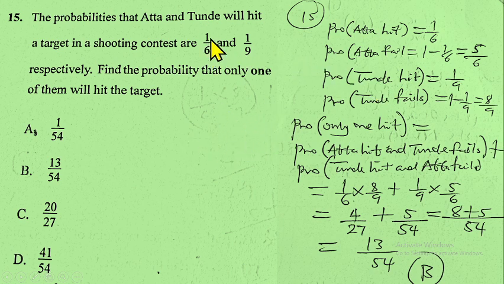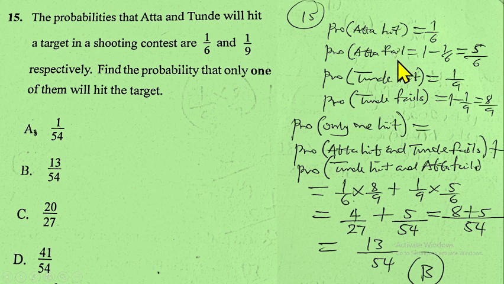Since we know the probability of success of each of them, we can find the probability of failure for each of them, which is the probability of not hitting the target. The probability of Atta hitting the target is 1/6. The probability that Atta fails will be 1 minus 1/6. The probability of success and the probability of failure give us 1. So the probability of failing to hit the target is 1 minus 1 over 6, and that gives us 5 over 6. Then the probability of Tunde hitting the target is 1 over 9. We can also find the probability that Tunde will fail to hit the target. That will be 1 minus 1 over 9, and that gives us 8 over 9.